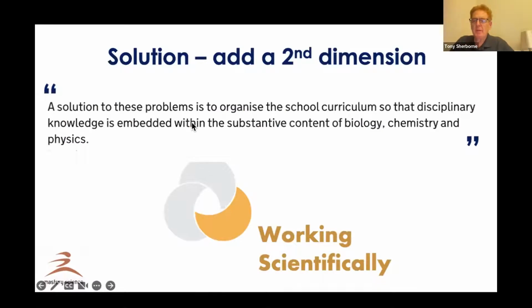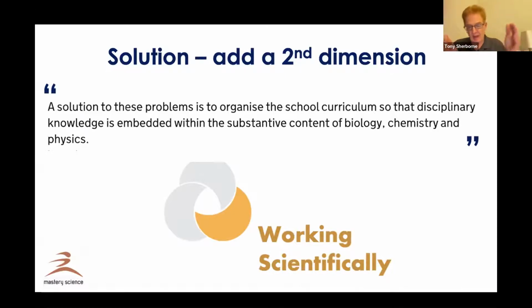We think that's a one-dimensional curriculum because they don't get any points for the second dimension of working scientifically, the way it was taught there, or not taught. What Ofsted say is the solution is to organize your curriculum so that the knowledge is embedded, the disciplinary knowledge, the working scientifically is embedded within the content. So in other words, you're teaching some skill, some knowledge at the same time together in an integrated way.